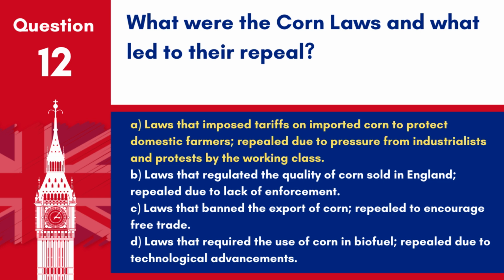Answer. A. Laws that imposed tariffs on imported corn to protect domestic farmers, repealed due to pressure from industrialists and protests by the working class. The repeal in 1846 came after widespread criticism that they artificially inflated food prices and favoured landowners over the poor.